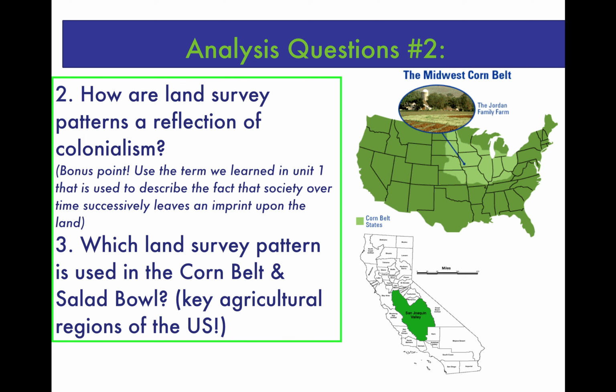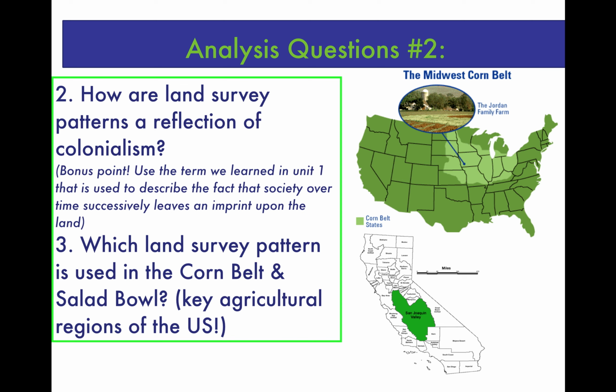So the Corn Belt you should know by now, but there's a sample picture on the top right. Ignore that Jordan Family Farm. I just wanted to use the graphic. That area is where most of the corn and many soybeans are grown in the United States. And then the bottom left, you should be able to identify that state. I'm not going to even bother, but you can see there that that's the Salad Bowl.